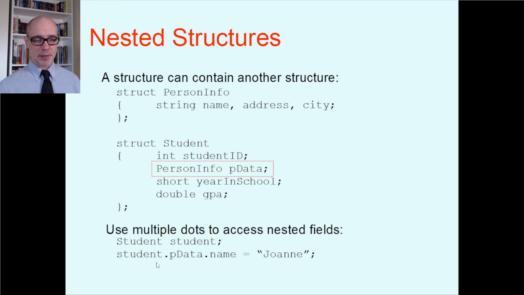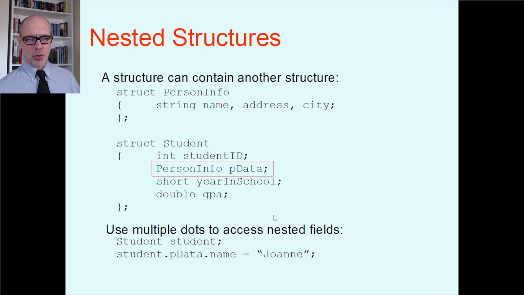So once you have that, as you want to dig into the data that's in that student variable, you're going to have to write student dot pdata, and then digging into that, dot name, and then you could set that to Joanne. Or you could print it out, or you could getline it, or whatever you want.